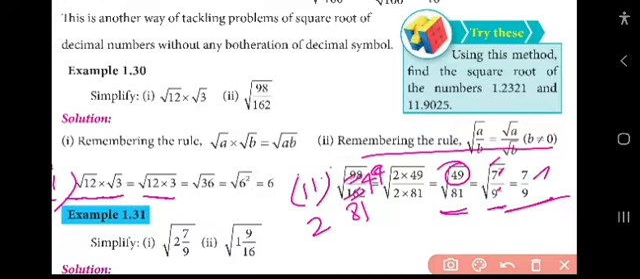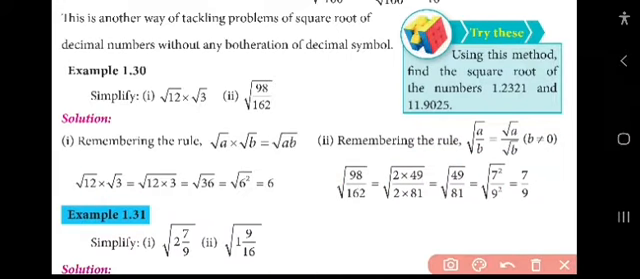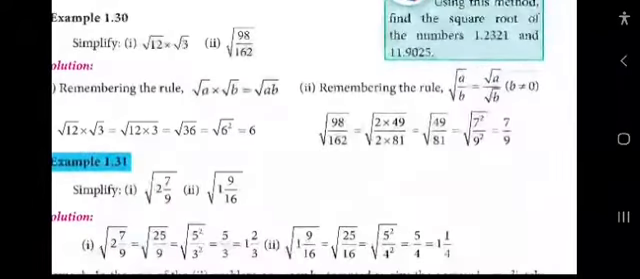I repeat this sum: root of 98 by 162. First we simplify using the second table: 49 2s are 98, 81 2s are 162. So root 49 by root 81. We can write 49 as 7 square and 81 as 9 square. The square root of 9 square is 9, the square root of 7 square is 7. So the answer is 7 by 9. Okay, this is the required answer. Okay, next.